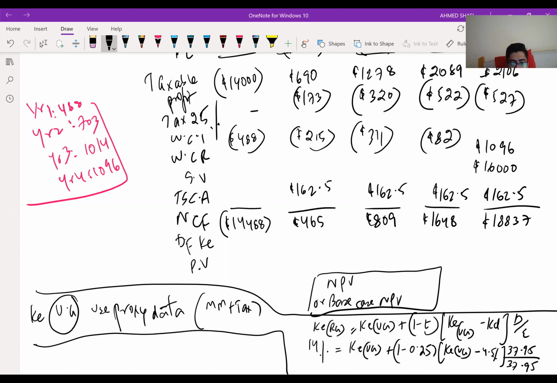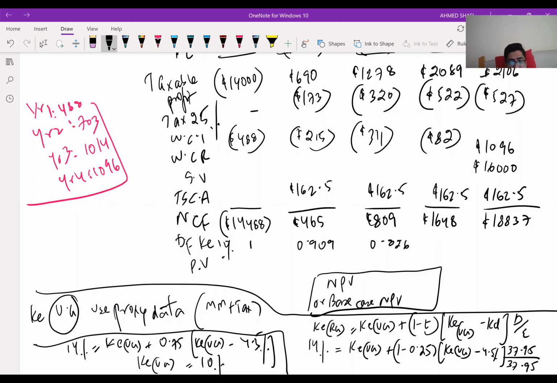So this 37.95 over 37.95 becomes 1. I'm doing the working here. So it's 14% equals KE ungeared plus 0.75 times (KE ungeared minus 4.5%). This is cancelled. When you sort it out, KE ungeared will be 10%. No regearing is required. Use that 10%. The discount factors are 0.909, 0.826, 0.751, 0.683.